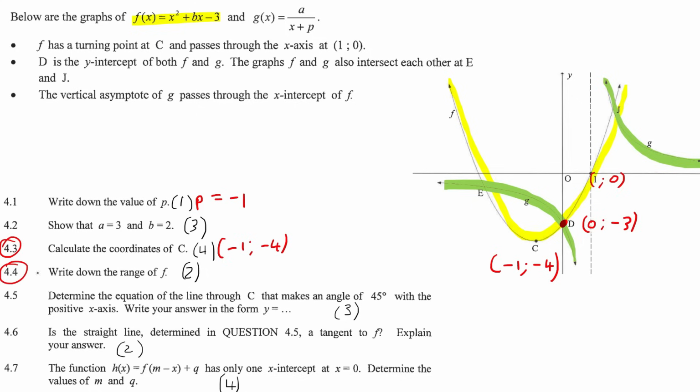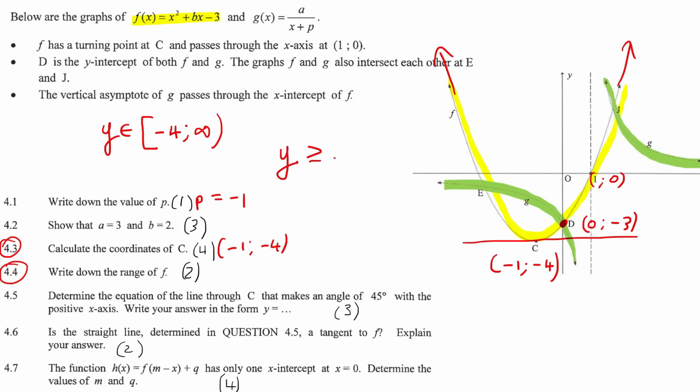This question says, write down the range of f. Okay, so range is the y values. So you look at the smallest y value, which would be there. And if you look at the largest y value, well, it would actually just keep going all the way up to infinity. So if you use interval notation, you could say y is an element going from negative 4 up to infinity. If you want to use set builder notation, you could literally just say that y is bigger than or equal to negative 4.